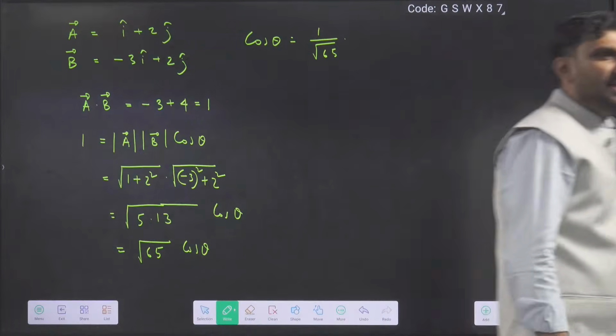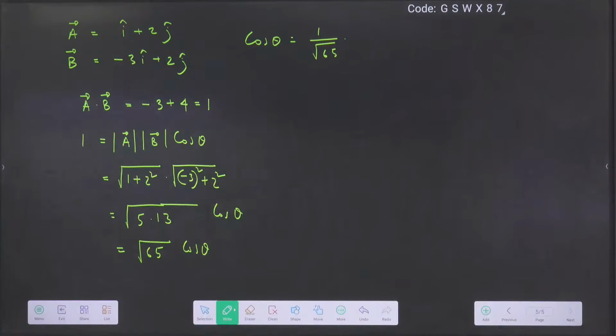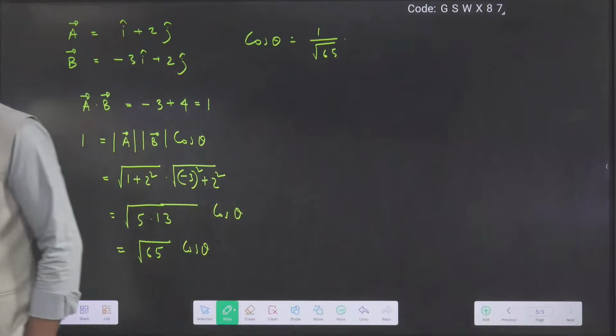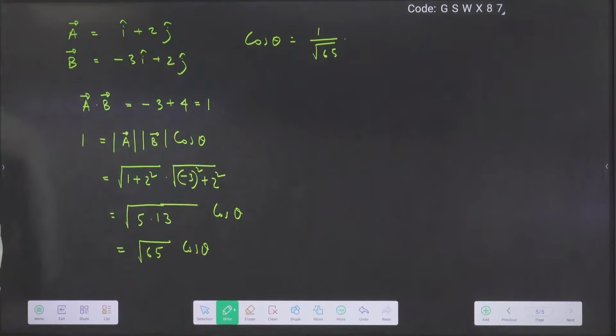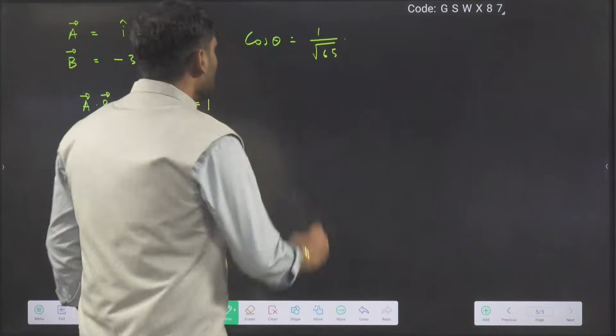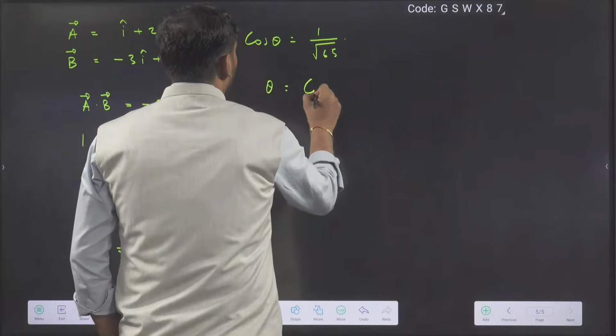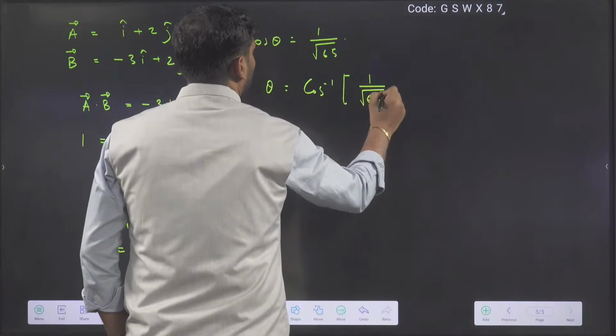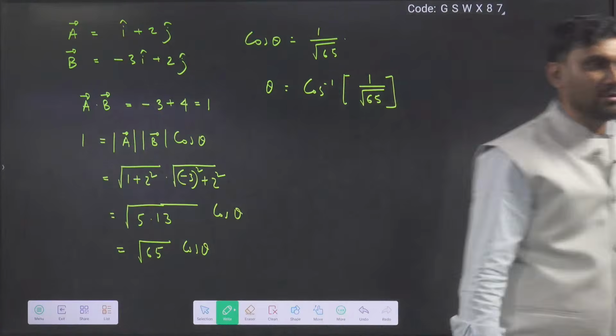How many got it correctly? Cos theta is equal to 1 by under root of 65. Yes, very good. Absolutely. So theta will be equal to cos inverse of 1 by under root of 65. Very good.